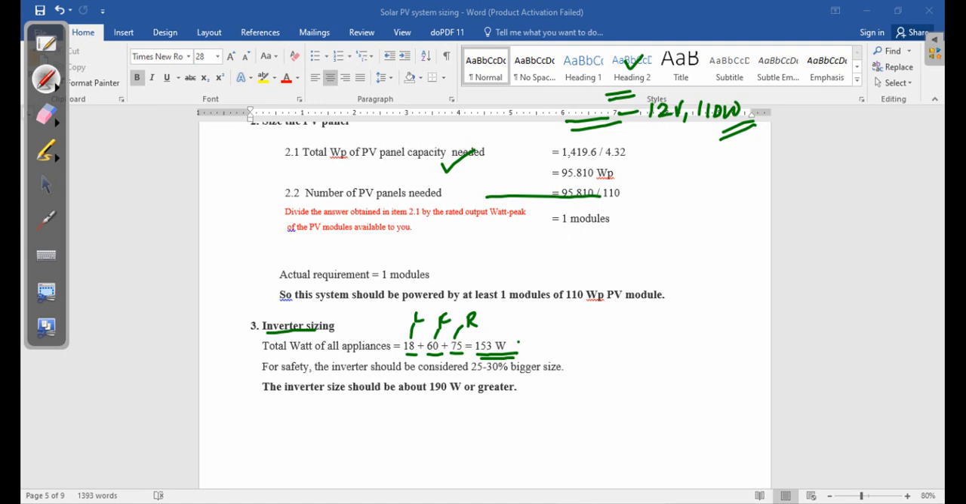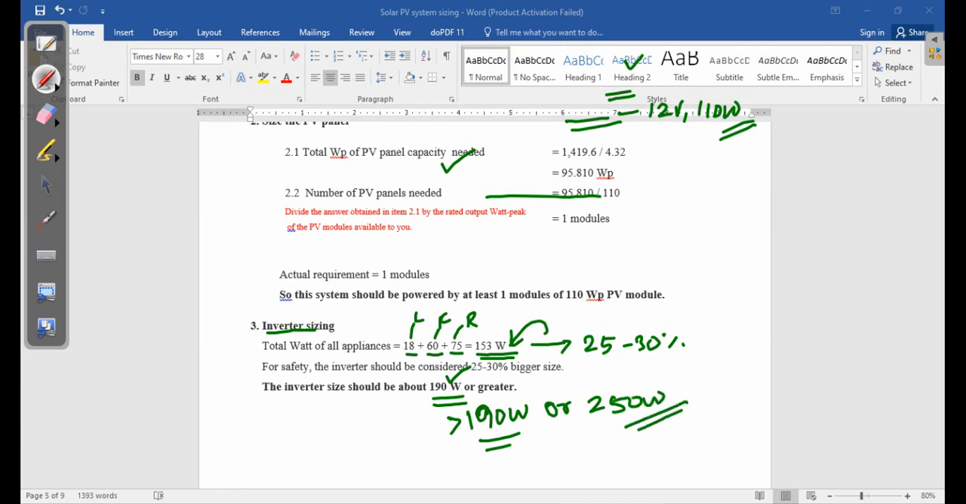While selecting the inverter, it should be selected according to 25 to 30 percent of this particular load. If we consider 25 to 30 percent of the load, the inverter size should be able to deliver 190 wattage or greater. We can consider greater than 190 wattage also. Normally we consider only 190 wattage, or in some cases we can go with 150 wattage. So this is the way we have to size our inverter.